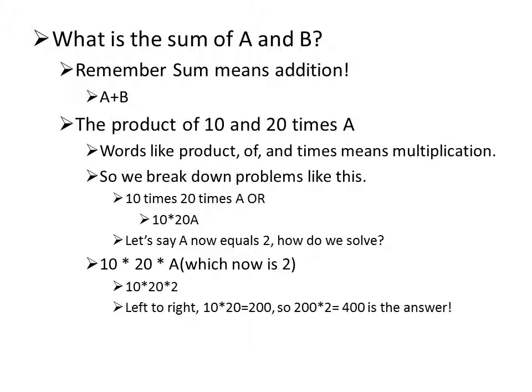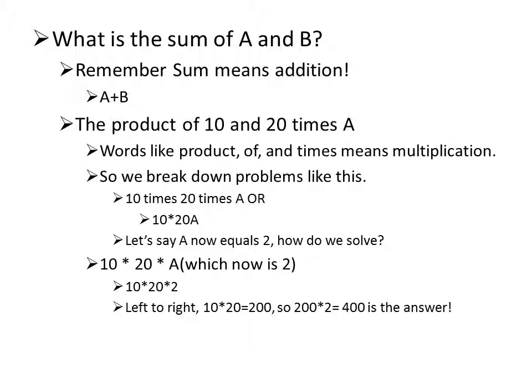Let's look at that very nice and slow. Let's look at the words. 10 and the word times, because it's product. You're going to times the 20, and then the 20 is times a. So it's all three in a row, all multiplied together.